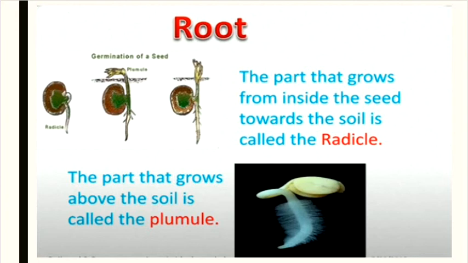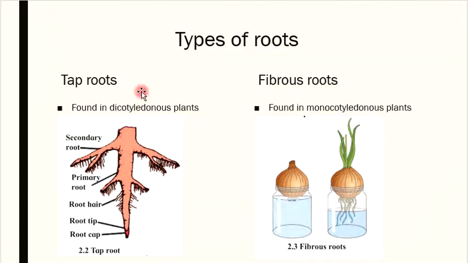Moving on to the types of roots, we have the taproot and the fibrous roots. Taproots are found in dicotyledonous plants like bigger fruit trees such as mango, whereas fibrous roots are found in monocotyledonous plants, for example onion.